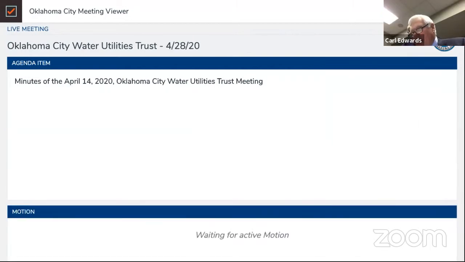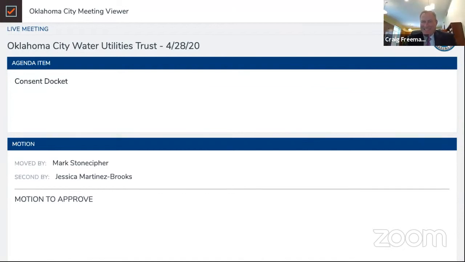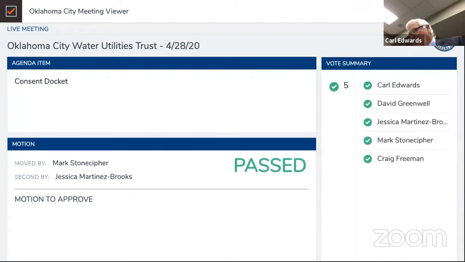Next item of business is the consent docket. There are a number of items that we will look at together. If someone wants to make a motion to approve the consent docket subject to individual consideration. Would someone like to second that motion? It has been seconded. Are there any questions or comments? All in favor, please motion aye. Passed. Okay, we'll get to the next line.